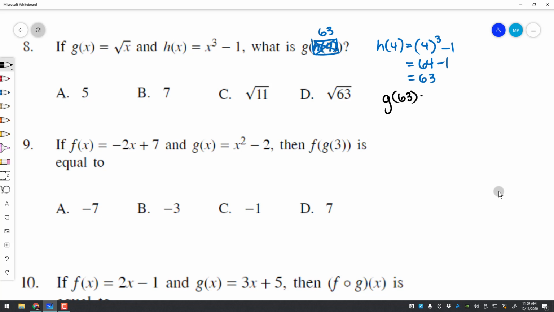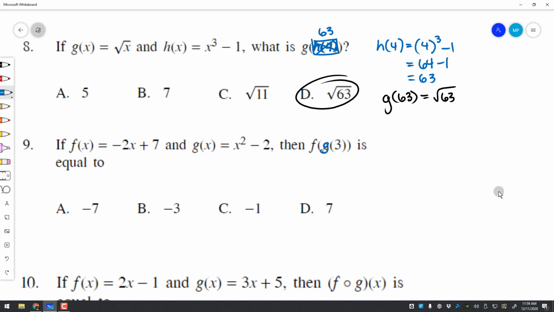So we go to g, which is the square root of x. We plug in 63, and I can see my answer here. Yes, that does simplify, but it doesn't look like any of the answer choices have our simplified version. So 8 is D. Number 9, again, another composition of functions.